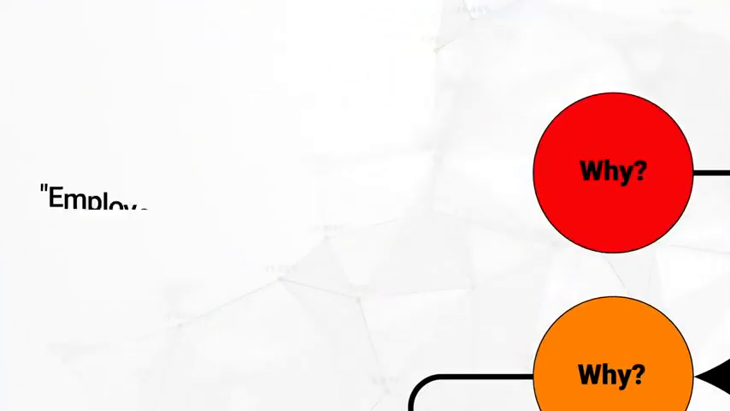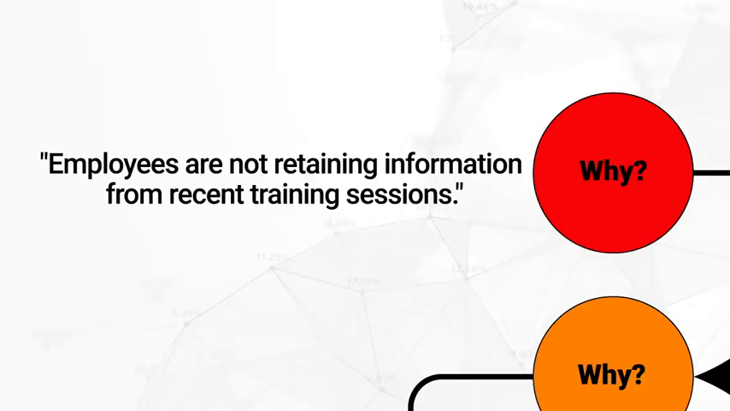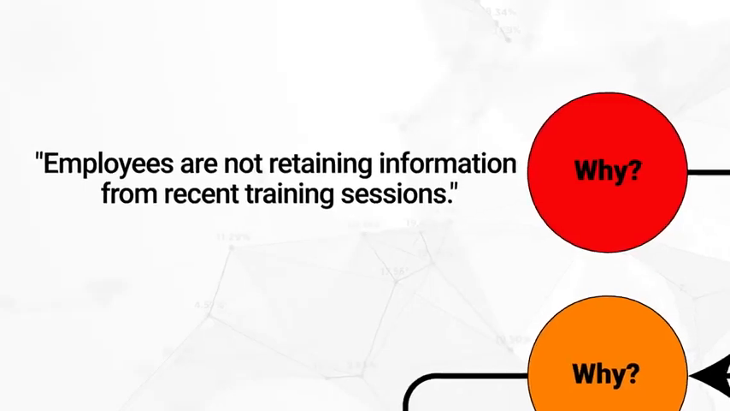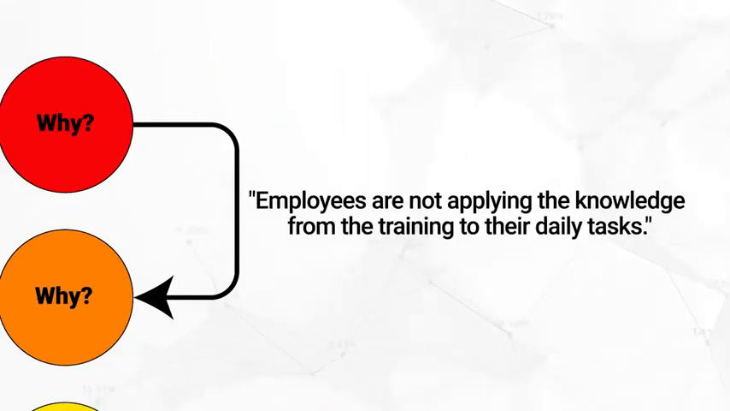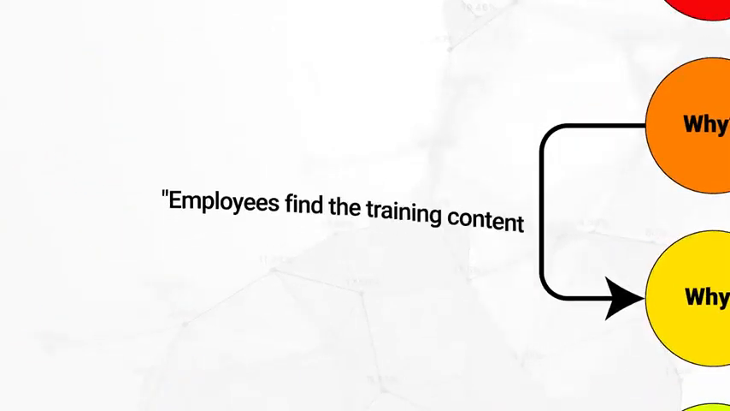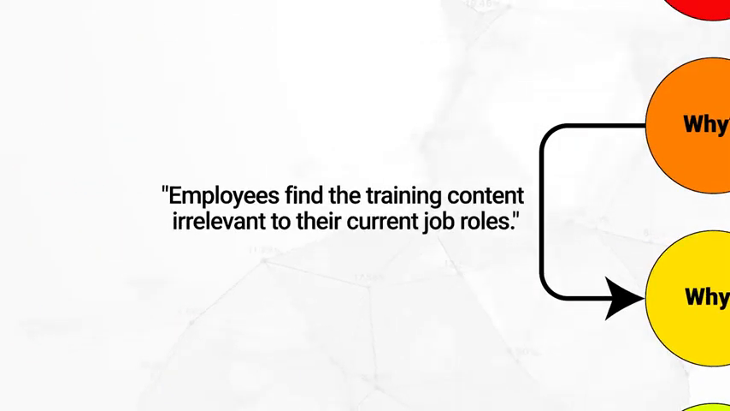Here's an L&D example of how to apply the 5 whys. The problem is, employees are not retaining information from recent training sessions. Applying the 5 whys is going to be as follows. The first answer to the first why: employees are not applying the knowledge from the training into their daily tasks. The second why: employees find that the training contents are irrelevant to their current job roles.